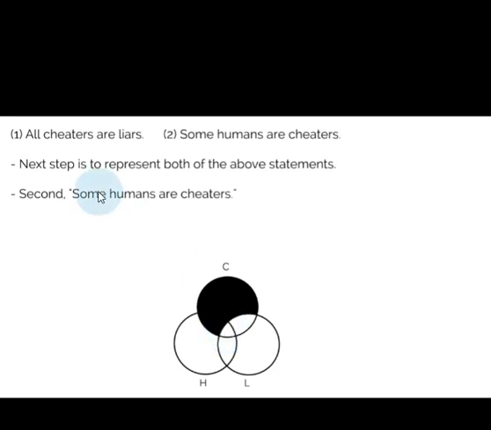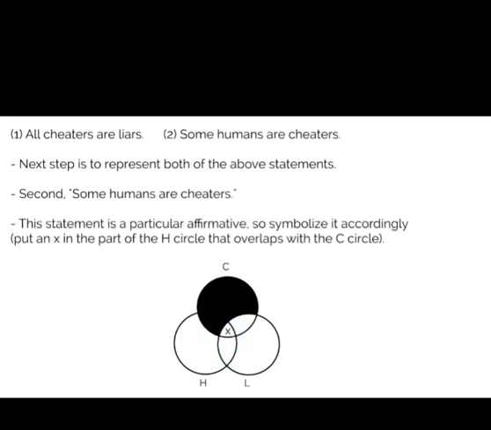Yes. Yeah, and remember, this says some, right? So if you say some, you're not going to use the blackout technique. Some means at least one. And at least one means a little X. So some humans are cheaters, right? That means there's at least one member of the H circle. So we're going to put an X somewhere in the H circle. Where? Well, some of them are cheaters. So that means we have to put an X in the H circle that's right here in the C circle as well.